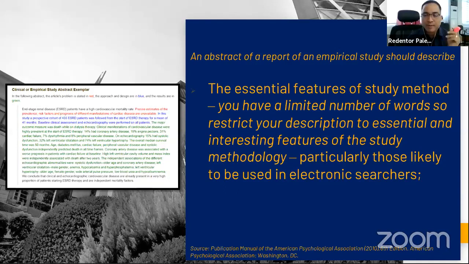Remember that in this part of the paper, your abstract, you have a limited number of words, so you have to restrict your description. We need not be verbose or wordy in our abstract. As we said earlier, it should be concise. That's why we are advised to use specific, appropriate words that should be presented. So these are the things that would be included in the abstract if you are writing an empirical study.